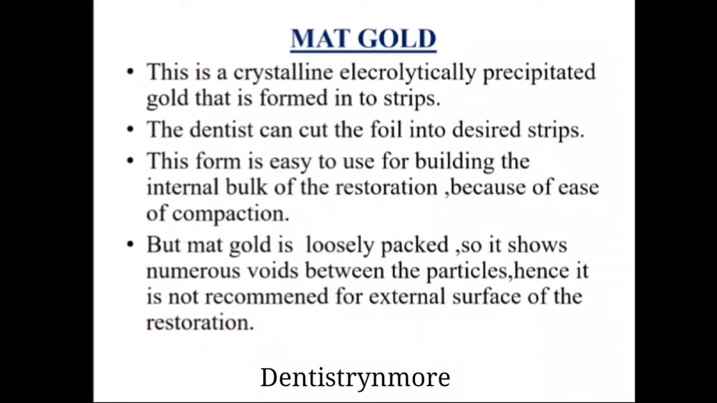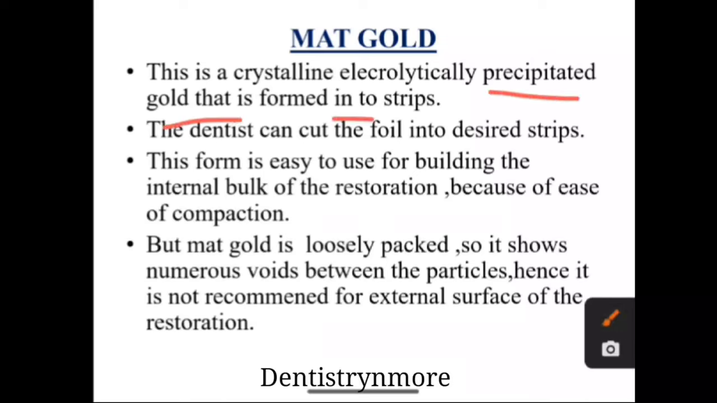Now we are moving to the matte gold. So it's a crystalline electrolytic precipitated gold that is formed into strips. So the dentist can cut the foil into desired strips. It is commonly used in building the internal bulk of the restoration because of its ease of compaction.